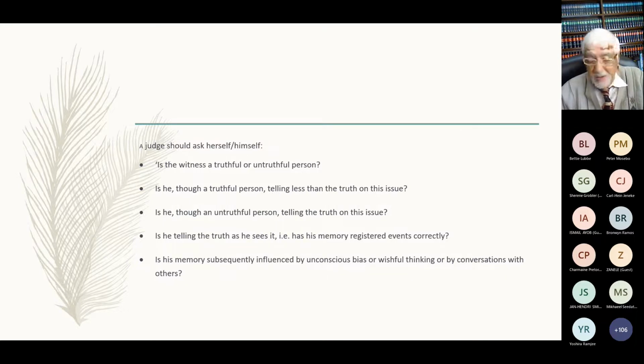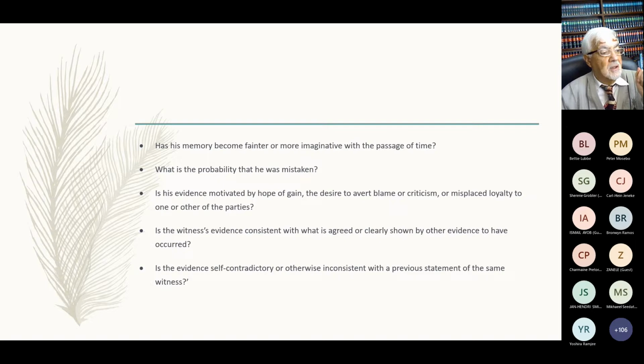Was the witness's memory influenced by unconscious bias or wishful thinking or by conversations with others? These are the influences the judge is looking for. Did his memory become fainter or more imaginative with the passage of time? You know, people can make things up the longer it takes. What is the probability that he was genuinely mistaken? Not being untruthful, just mistaken.